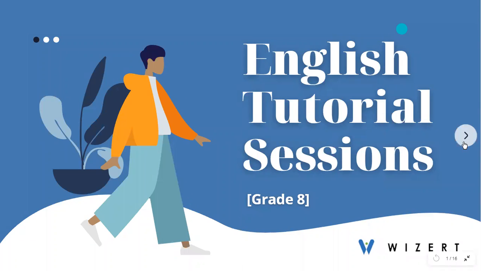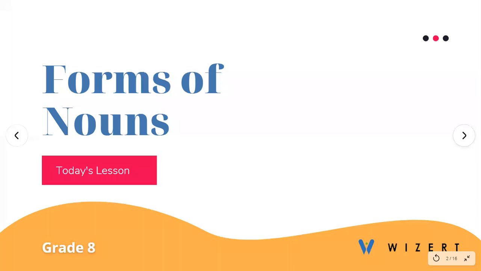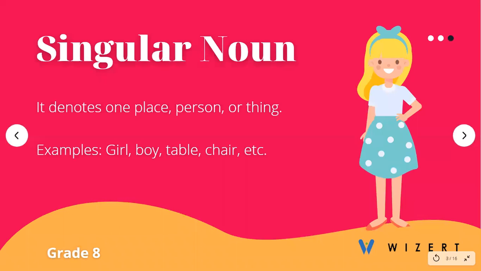In today's video, we are going to discuss the various forms of nouns. Nouns exist in two major forms. The first one is singular noun. It denotes one place, person or thing. So anything that is exactly one in number is called singular. Examples: girl, boy, table, chair, etc.